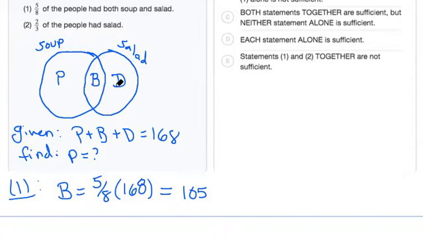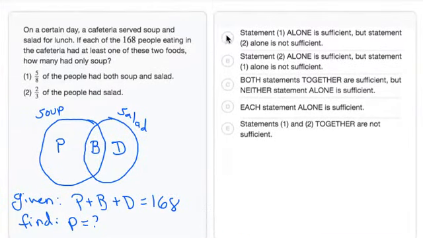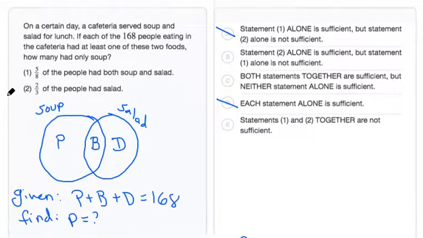If we knew D, though, we would be able to find P because we do know the total amount of people using this equation. So we always want to keep that in mind as we work through. So this statement alone is not sufficient, and we could scroll up and eliminate answer choices A and D since statement 1 alone is not sufficient. Now let's move on to statement 2.